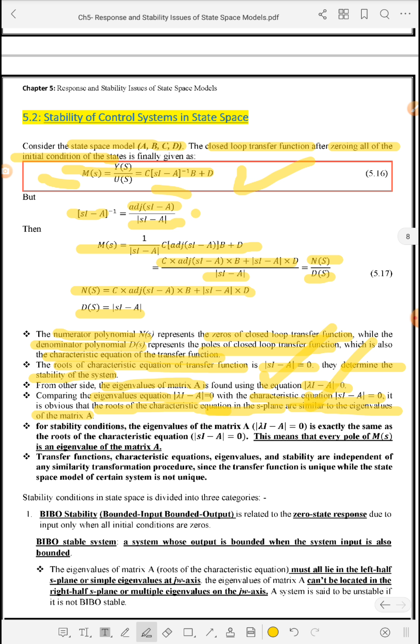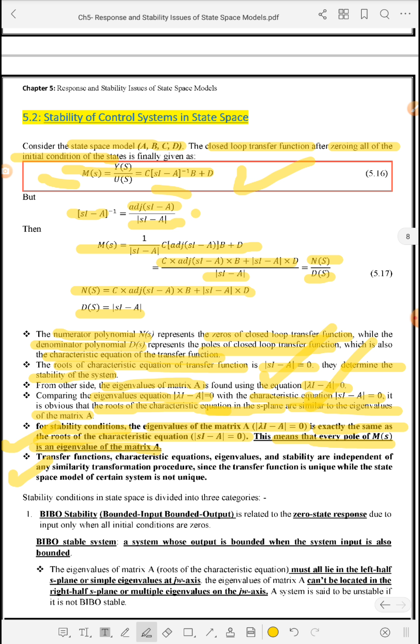And this is clearly covered in this point and this point, that for stability conditions, the eigenvalues of matrix A are exactly the same as the roots of the characteristic equation sI minus A equal to 0. This means that every pole of M(s) is an eigenvalue of matrix A. So if we speak in terms of transfer functions, we speak about the roots of the characteristic equation, or the poles of the closed loop transfer function, which are exactly the same as the eigenvalues of matrix A in the state space representation.